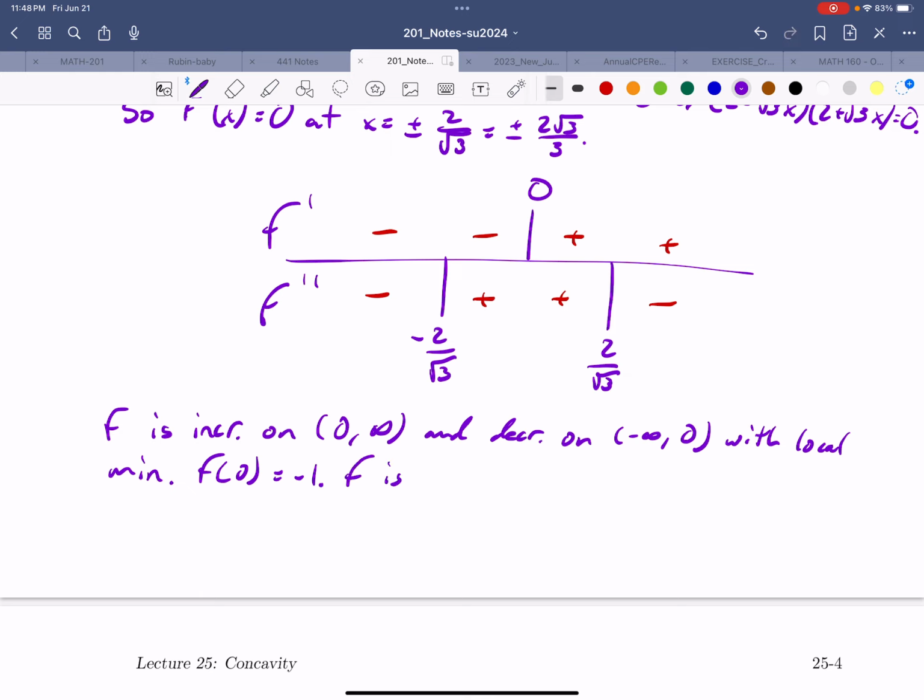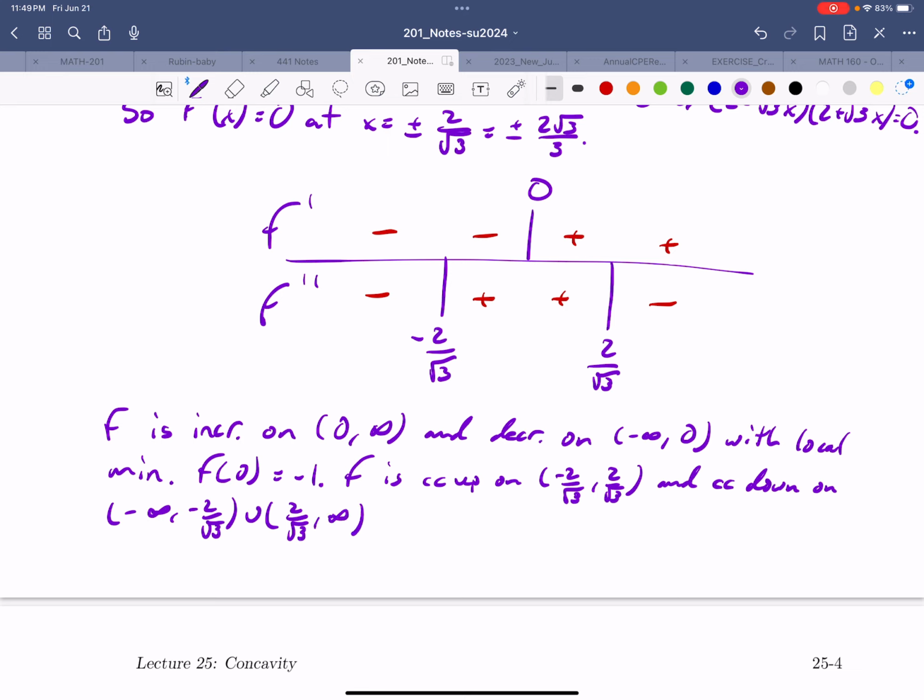F is concave up on negative 2 over root 3 to 2 over root 3. And concave down, really everywhere else, right? There. And I guess we could say it does have 2 inflection points.